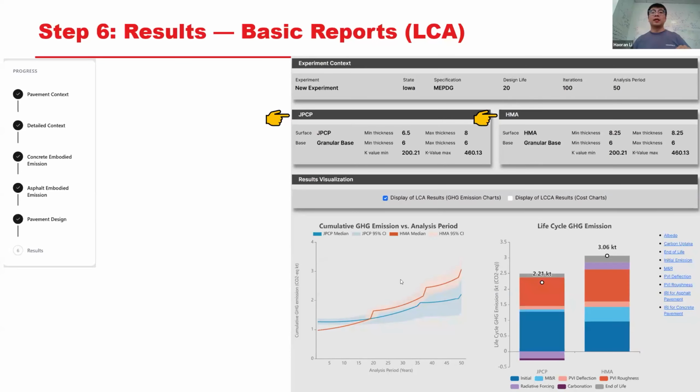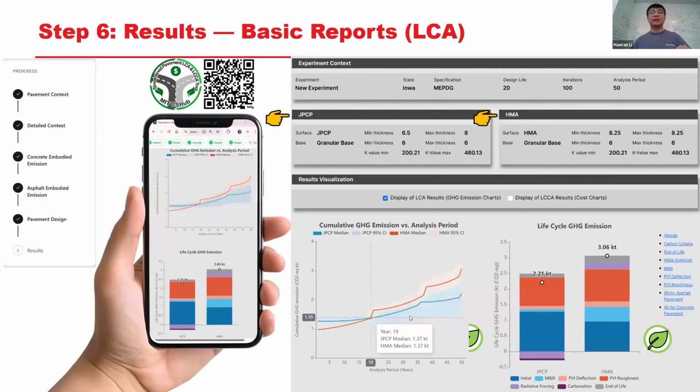So on the bottom, you can see our LCA results. LCA results give you flexibility for the computations or the user interactions. This blue one is the GPCP, which is the concrete median, and light blue is the 95% confidence interval that was derived from the 100 Monte Carlo simulations. The red one is the HMA or asphalt pavement median. It also contains the light red, which is the distribution of your 100 Monte Carlo simulations when you're considering the 95% confidence intervals.